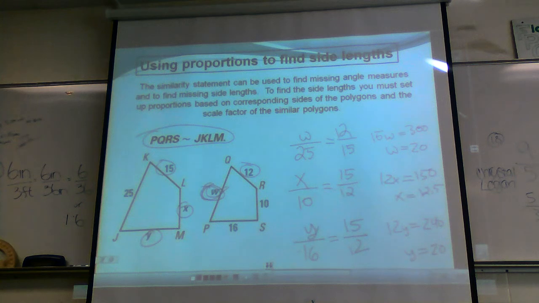Now, what I'm telling you guys though, you see this symbol. You see this word. From now until the end of the book, if I ask you to find the side length, you must set up proportions. Similarity leads to proportions because the sides are in proportion. Do not forget that. I'm telling you now, from now until the end of the book, do not forget that.